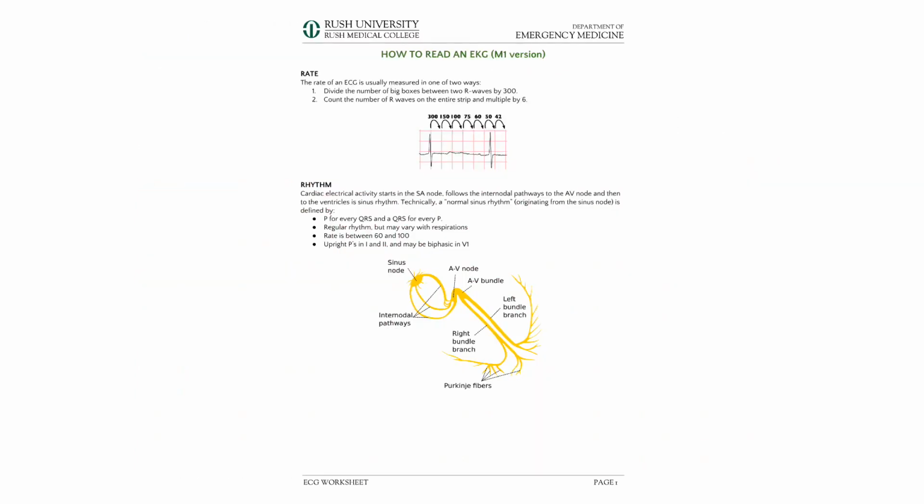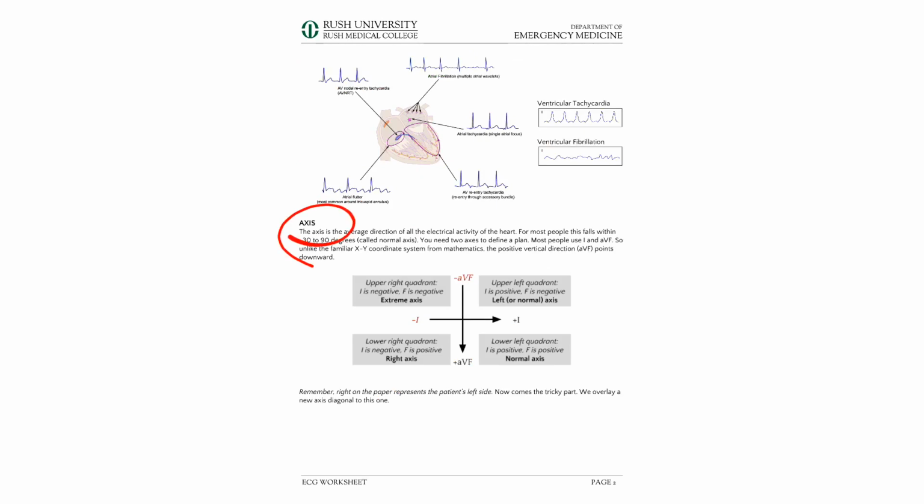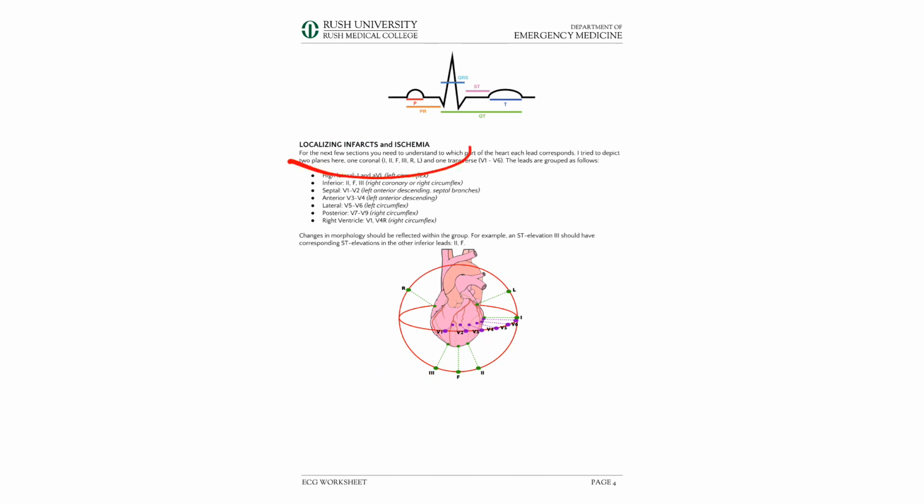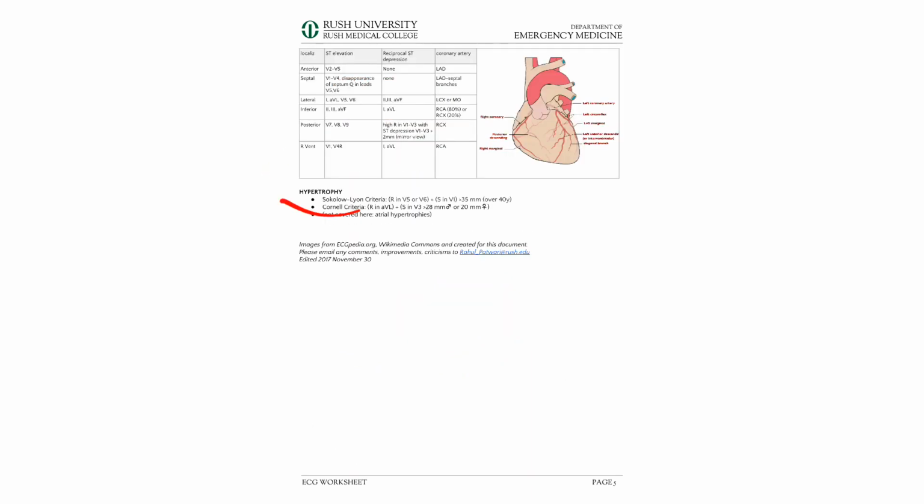Now, I've created a couple of worksheets, cheat sheets here, so that you can refer to them. And so we're going to talk about how you look at the rate, the rhythm, the axis, as well as the intervals, and again, localizing infarcts and ischemia and hypertrophy. Now, I know you've probably talked about some of these in your physiology course, but now we're going to take a perspective from the EKG and look at these one more time.